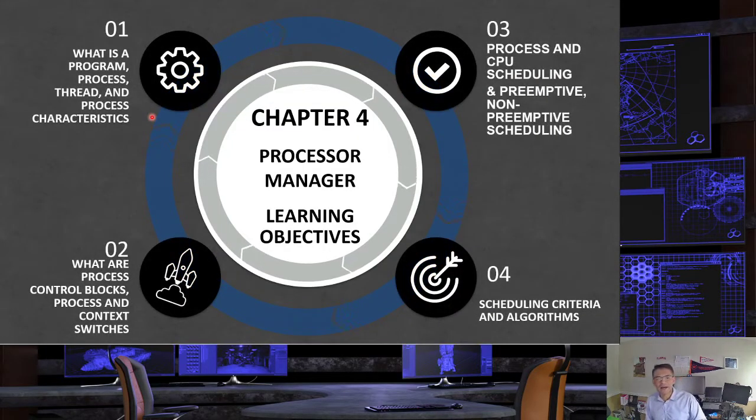Moving right along, the objectives for chapter 4 are as follows. What is a program, process, thread, and process characteristics? That will be objective number 1. Objective number 2 is what are process control blocks or PCBs, process and context switches. Objective number 3 will be our review of process and CPU scheduling, as well as preemptive and non-preemptive scheduling. And finally, objective number 4 will be the scheduling criteria and algorithms, which is the last part of the processor management chapter in chapter 4.